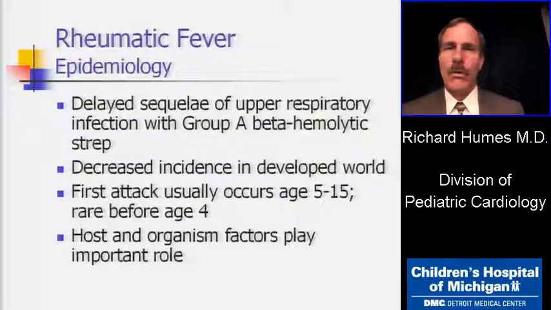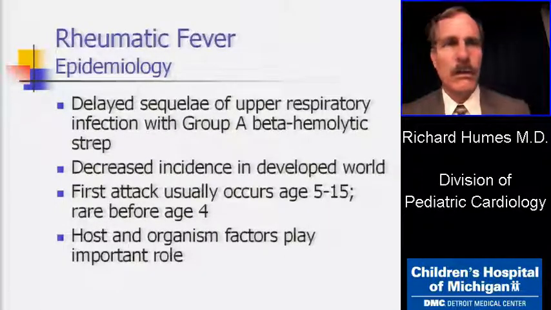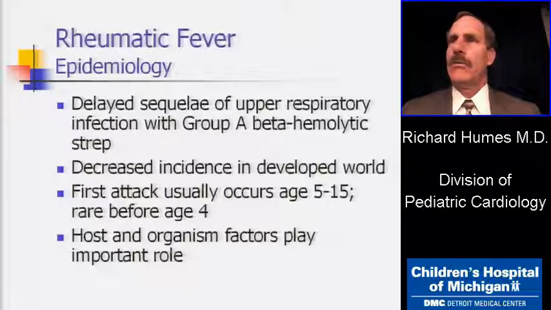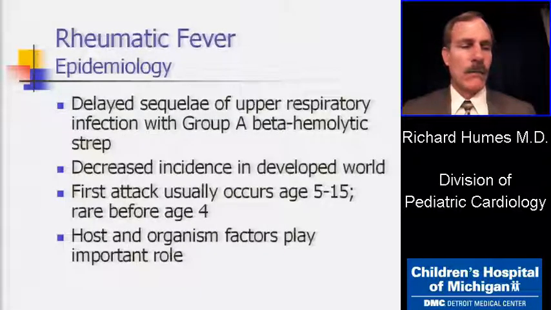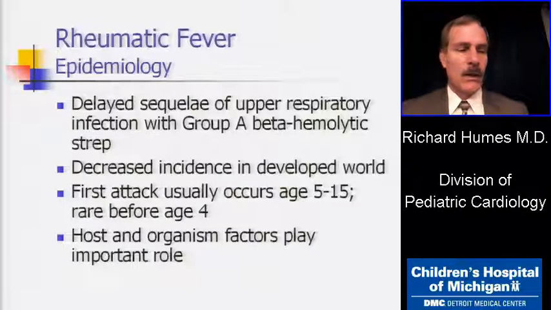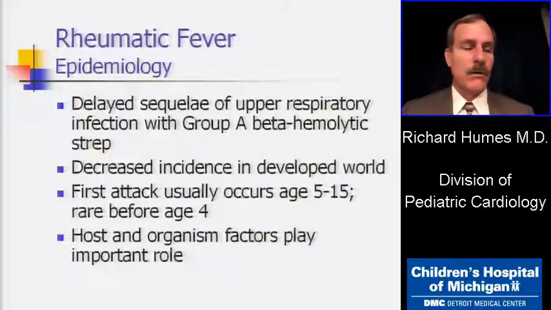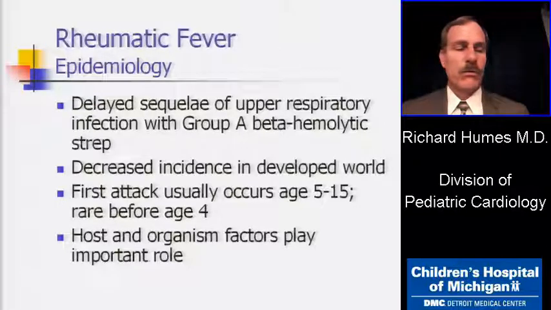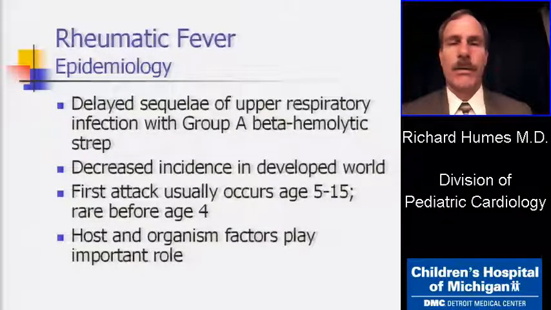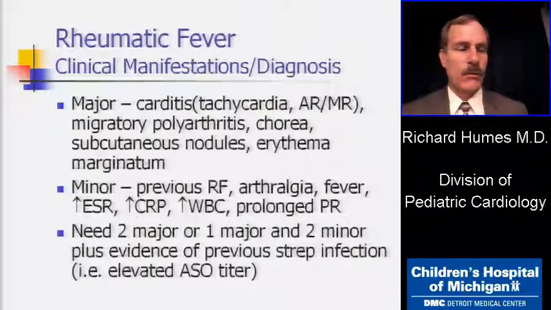Rheumatic fever, although less common in this country, is still somewhat of a favorite test question on pediatric boards. You should know the criteria and issues of rheumatic fever, which we'll go over. Rheumatic fever is produced as a delayed sequelae of upper respiratory infections with group A beta hemolytic strep. As I said, there is decreased incidence in the developed world. The first attack will usually occur at age 5 to 15. It's very rare in very young patients. The host and the organism factors play a very important role in the development of rheumatic fever.